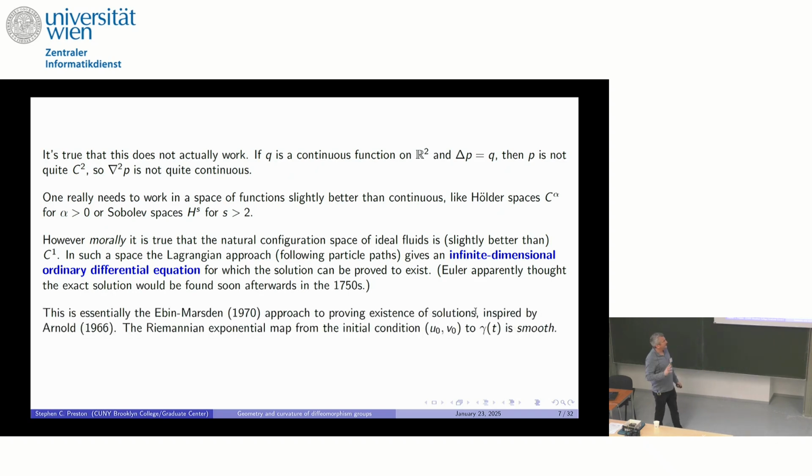So the strategy here is the Ebin-Marsden technique, which is to view the Euler equations as an ordinary differential equation on an infinite dimensional function space. And this, of course, came from the original idea of Arnold, although Arnold didn't really have in mind that this was going to be useful for proving theorems. It was more just for understanding the behavior.